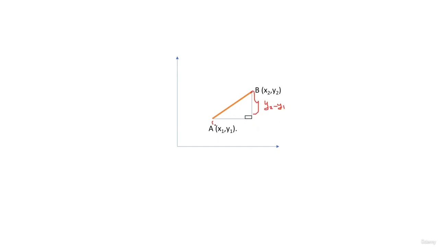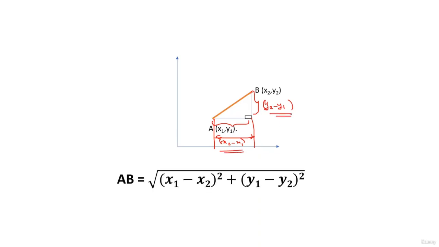In the same way, for the horizontal distance, the x coordinate here is x2 and here is x1. So this length will be x2 minus x1. So now, guys, we have a right angle triangle having two sides x2 minus x1 and y2 minus y1. To find the hypotenuse, or the distance between the 2 points, we use the Pythagoras theorem. It will be the square root of (x2 minus x1) the whole square plus (y2 minus y1) the whole square.